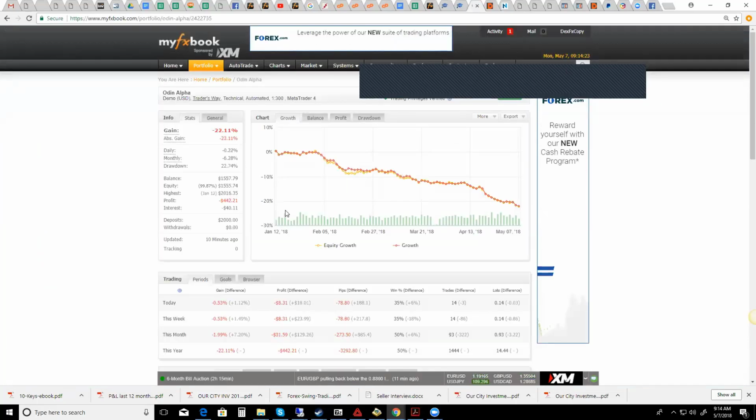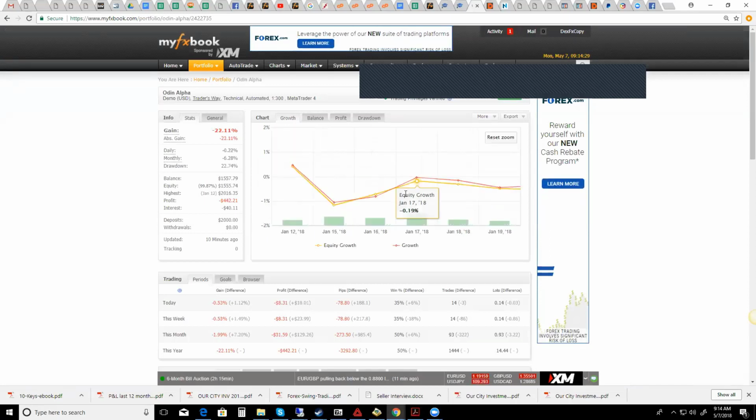But the Odin Alpha was put on back in January of 2018, so just very in the beginning part of the year. It immediately came off and started looking like it lost a couple of trades right away, but then started looking like it was doing pretty good. And then it just literally lost its mind.